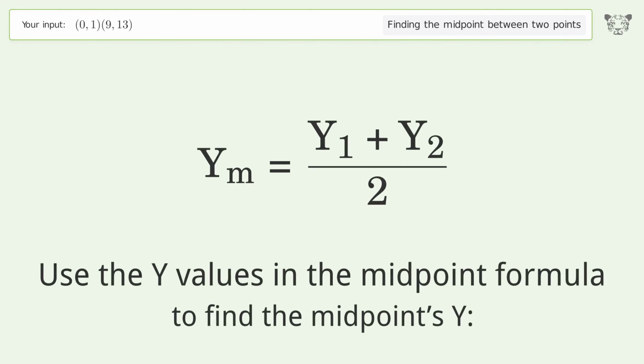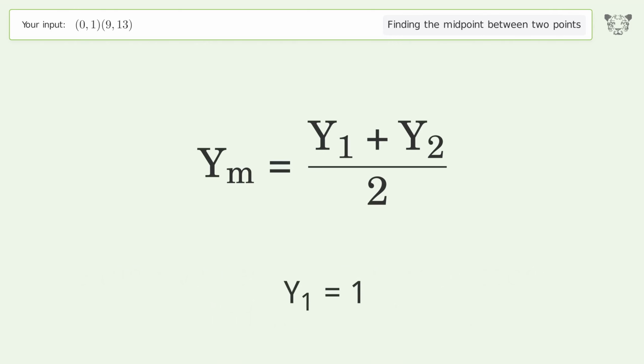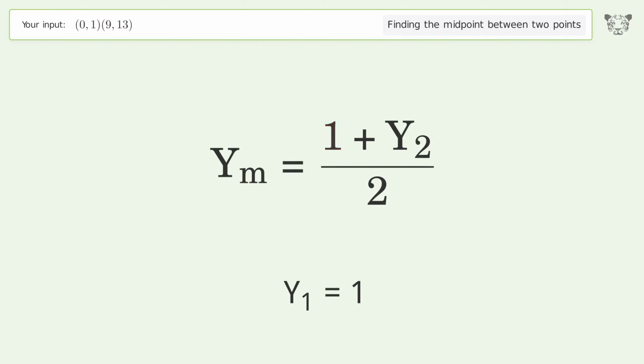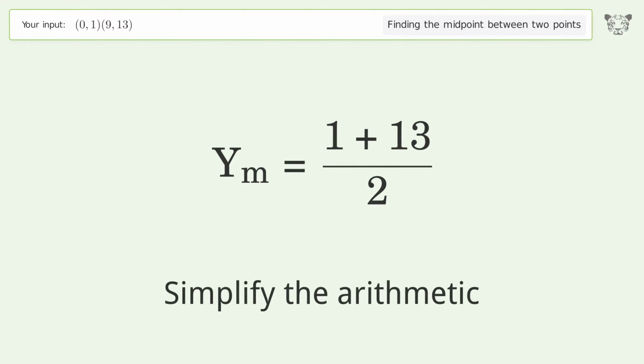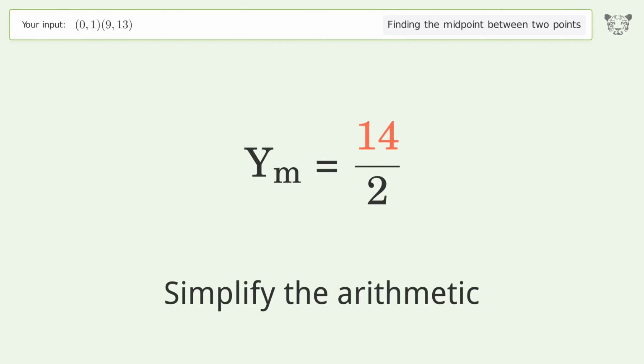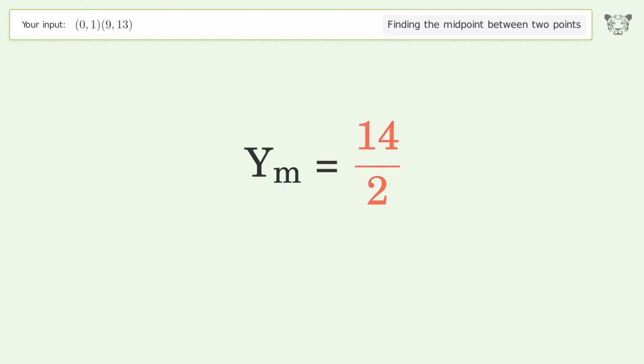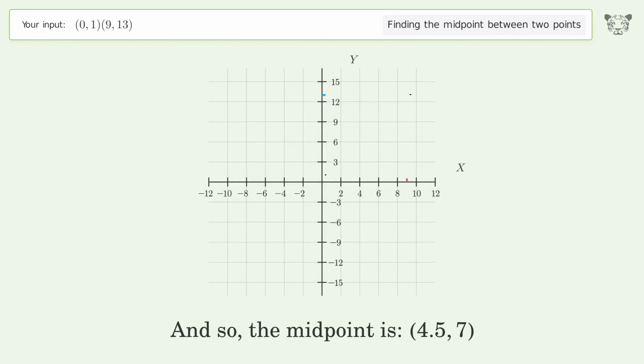Use the y values in the midpoint formula to find the midpoint's y. y1 equals 1. y2 equals 13. Simplify the arithmetic. And so, the midpoint is 4.57.